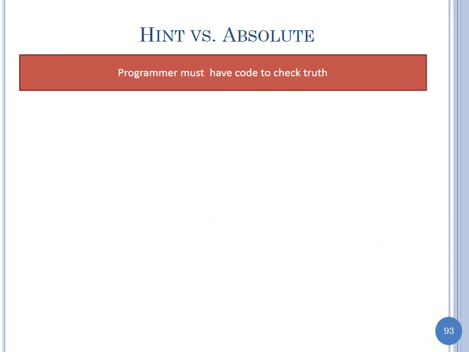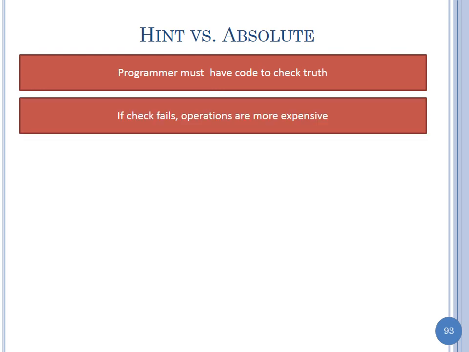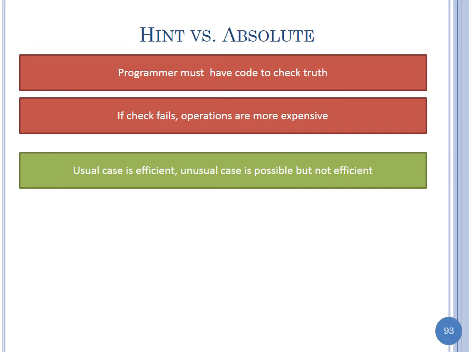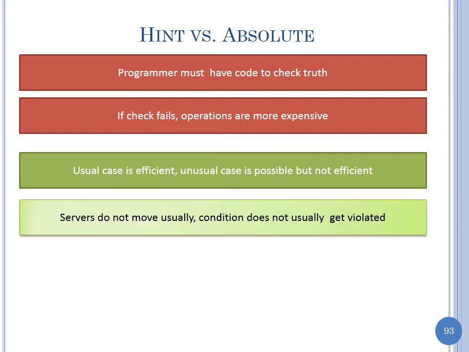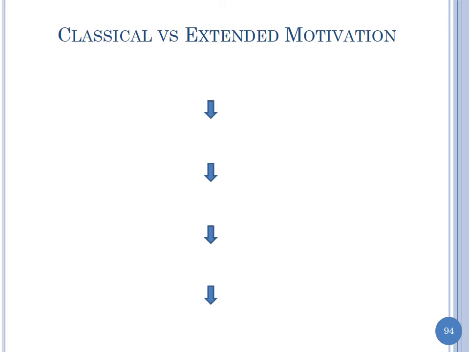So you must have in the hint solution code to check truth. If the check fails, operations are more expensive. The usual case is efficient. The unusual case is possible but not efficient. Okay, in unusual cases you have to do another wait, which is possible. Servers do not usually move, so the condition does not usually get violated. Okay. Oh, my animation is a little off.